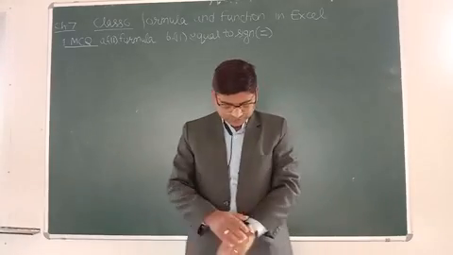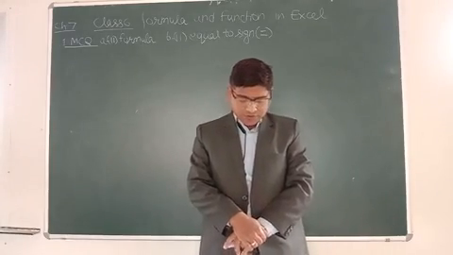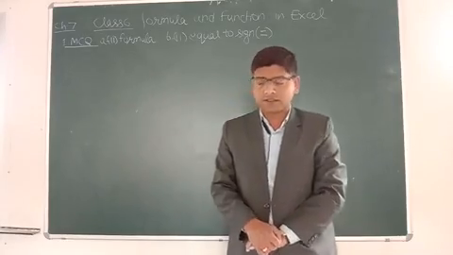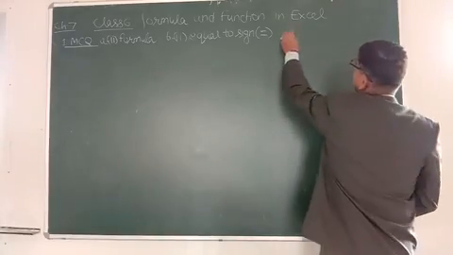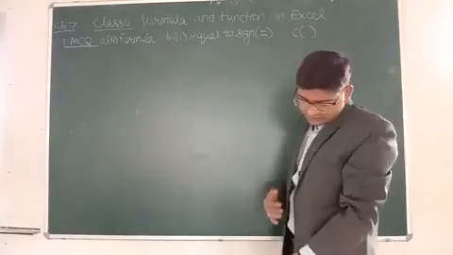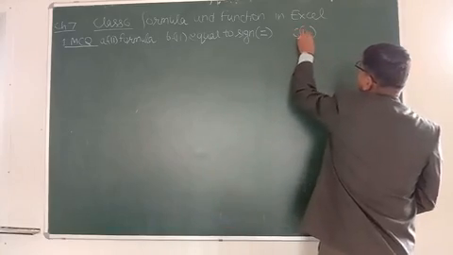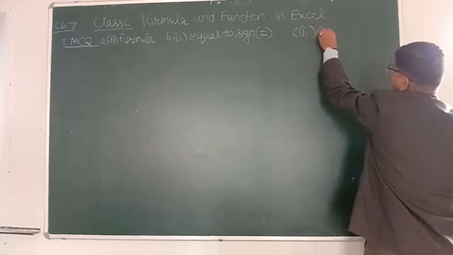C. The unique address of a cell in an Excel worksheet is called. The unique address of a cell, that is cell reference. Which option is cell reference? The second option is there, so the second option will be correct. Cell reference.